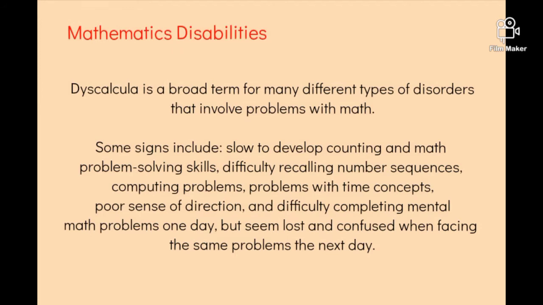And the last one is mathematics disabilities. Dyscalculia is a broad term for many different types of disorders that involve problems with math. Some signs include slow development of counting and math problem-solving skills, difficulty recalling number sequences, computing problems, problems with time concepts, poor sense of direction, and difficulty completing mental math problems one day, but seeming lost and confused when facing the same problems the next day. So those are the three main types of learning disabilities.